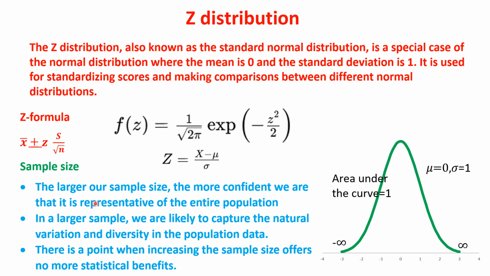Here, the larger our sample size, the more confident we are that it is representative of the entire population. In a larger sample, we are likely to capture the natural variation and diversity in the population data. But there is a point where increasing the sample size offers no statistical benefit. So by thumb rule you can take 30 samples. If 30 samples are taken, then the normal distribution will be followed, and according to the Z distribution they can be compared. But even after 30 jobs, or even after 100 jobs, there is no more statistical benefit. Okay.